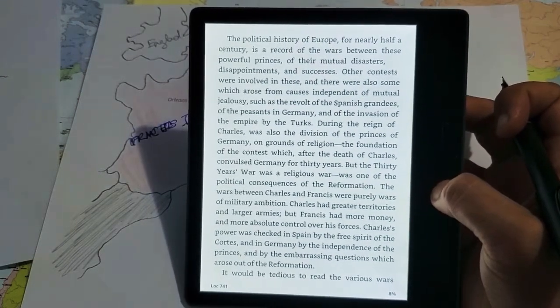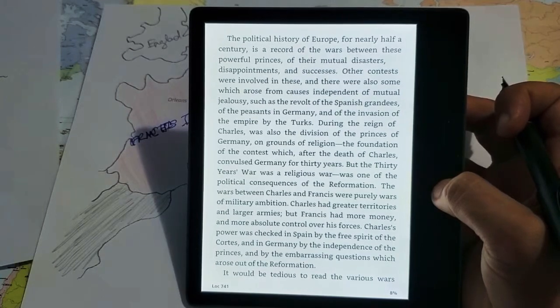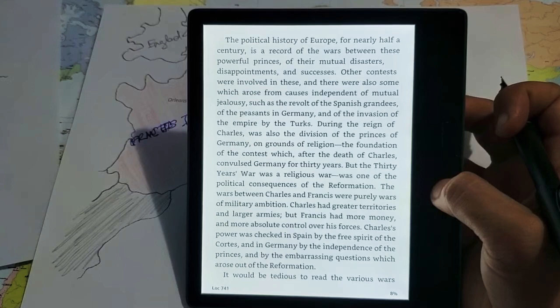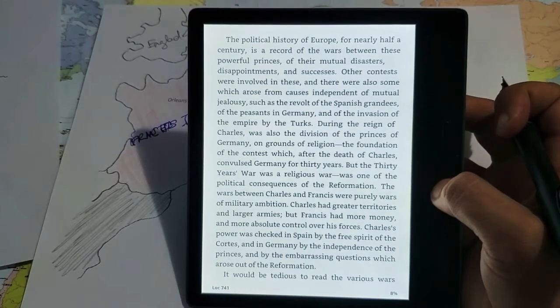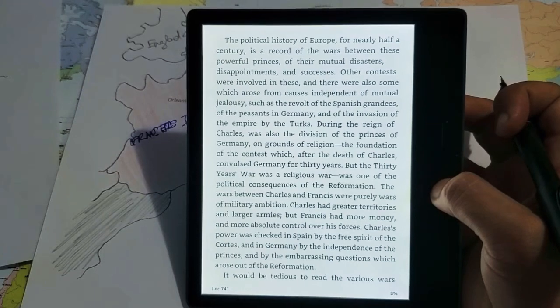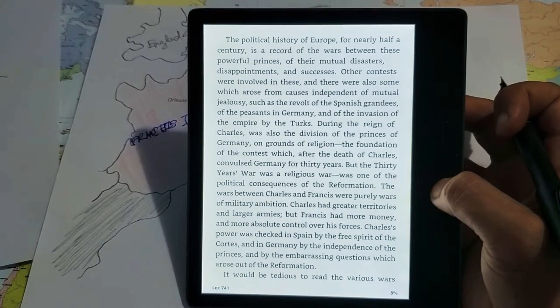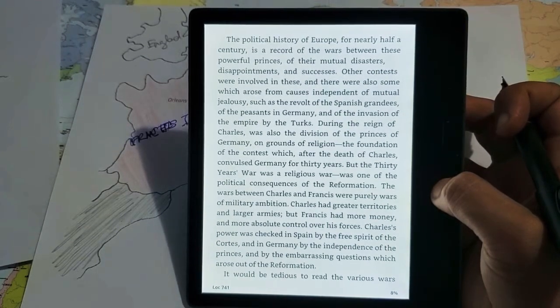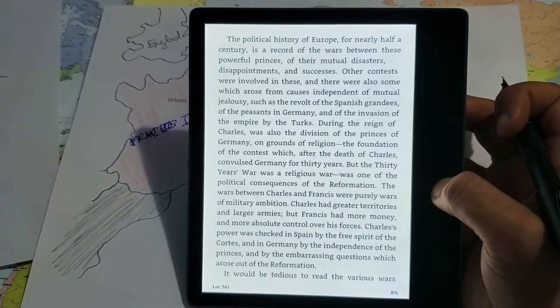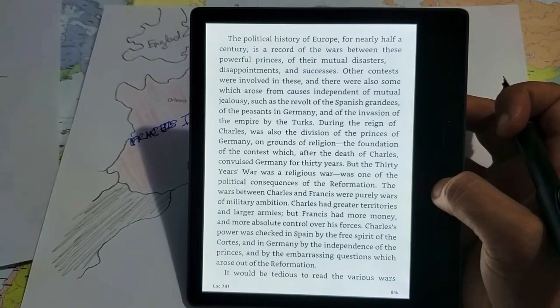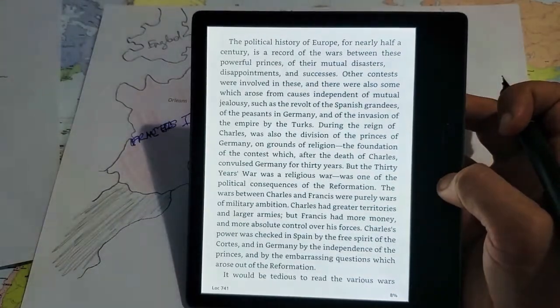The political history of Europe for nearly half a century is a record of the wars between these two powerful princes, of their mutual disasters, disappointments, and successes. Other contests were involved in these, and there were also some which arose from causes independent of mutual jealousy, such as the revolt of the Spanish grandees, that's soldiers, of the peasants in Germany, and of the invasion of the empire by the Turks. During the reign of Charles was also the division of the princes in Germany on the grounds of religion, the foundation of the contest which after the death of Charles convulsed Germany for 30 years. But the 30 Years' War was a religious one, one of the political consequences of the Reformation. The wars between Charles and Francis were purely wars of military ambition.